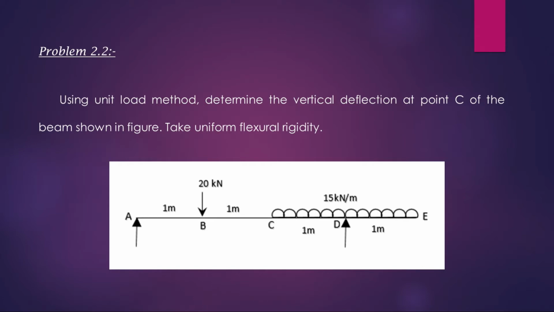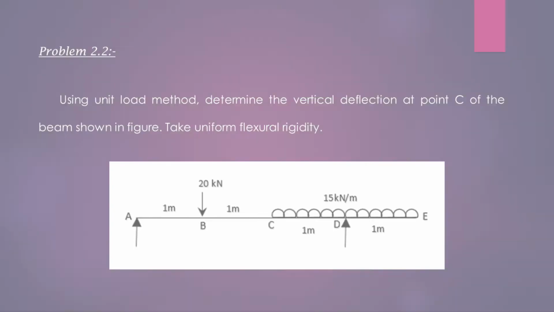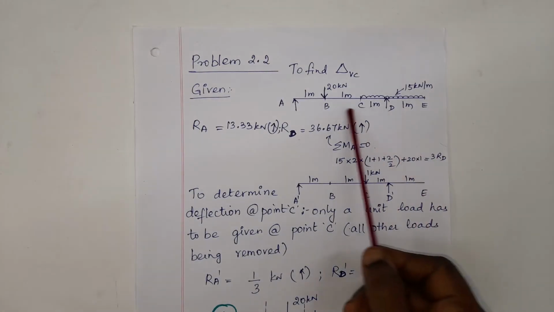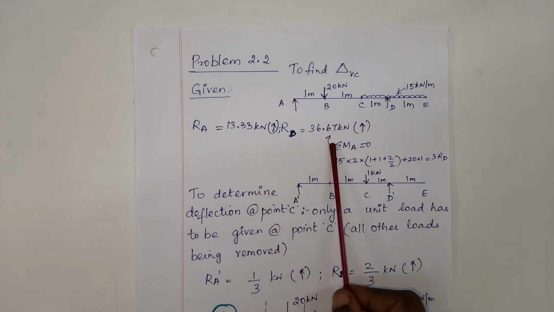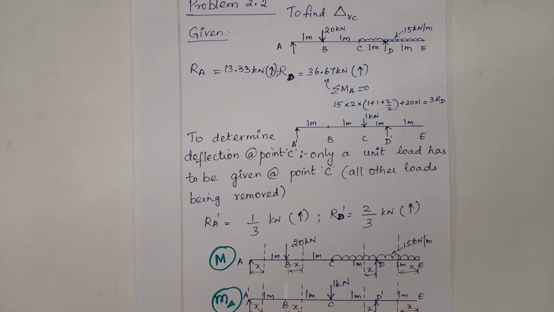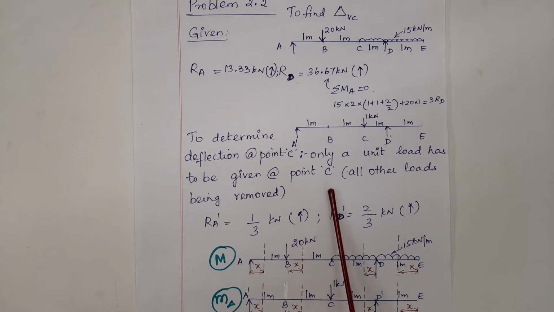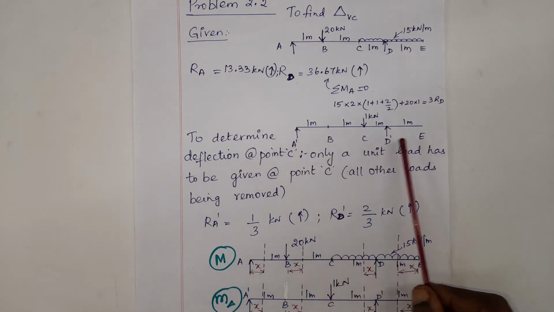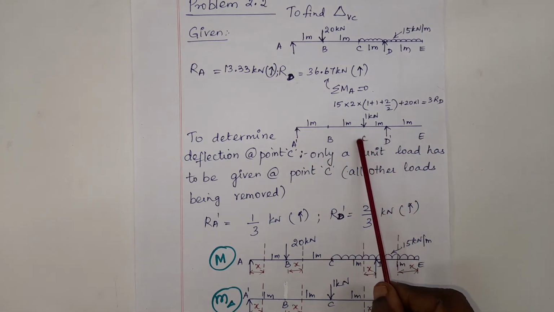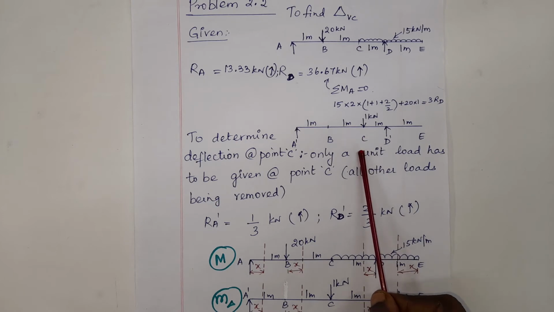An overhang beam. The loading is shown in the problem. We need to find delta VC, the vertical deflection at C. With the given loading, we have determined the reactions at the supports A and D. To determine the deflection at point C, only a unit load has to be given at point C and all other loads are removed. Check this diagram. All the given loads are removed. Only a unit load at point C because delta VC is asked.